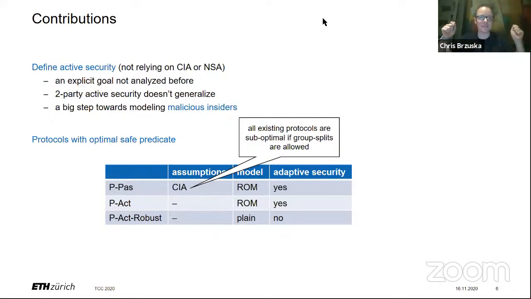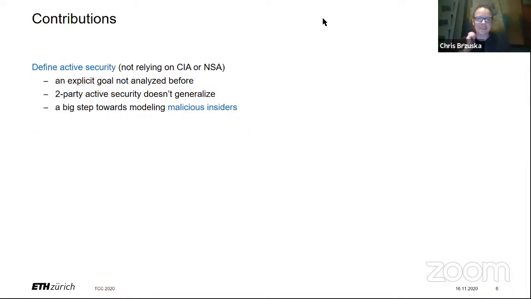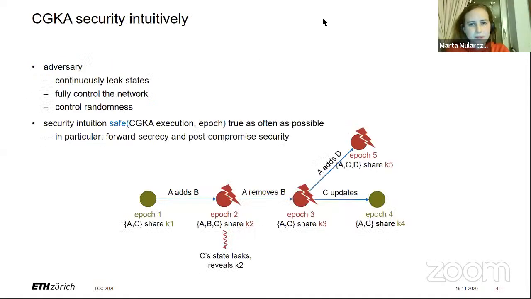So I was wondering whether you could say something about how the non-splitting assumption, the fact that you have group splits, makes these other protocols insecure. Yes, so here is the split. Basically, the point is that in these protocols, if you corrupt someone in epoch 4, then you can learn something about epoch 5, and this is not inherent.